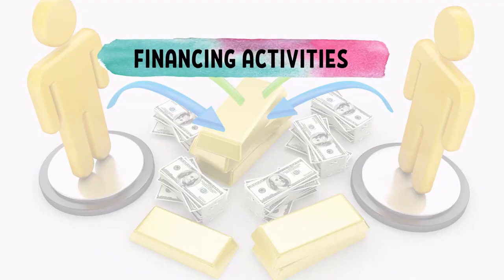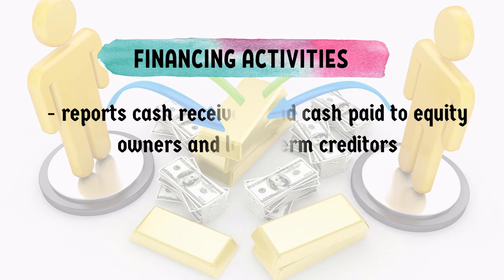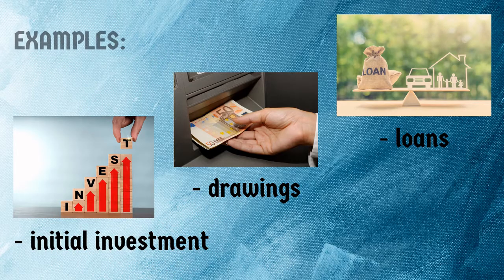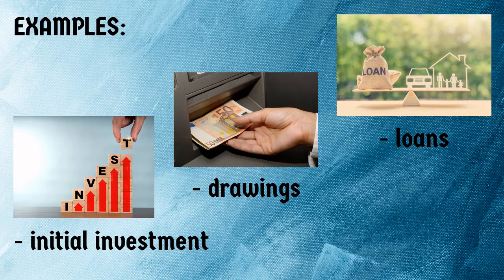Last section is the financing activities. These are transactions that reports cash received and cash paid to equity owners and long-term creditors. Examples of financing activities are initial investment, drawings, and loans.